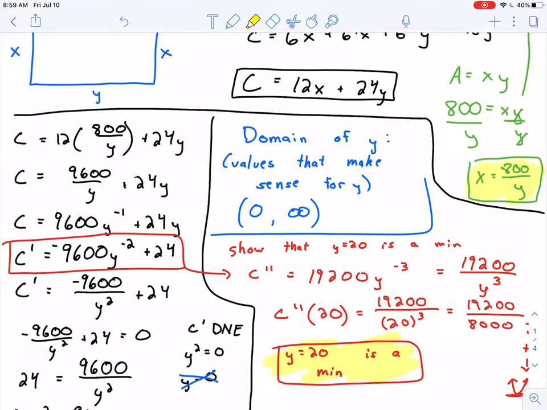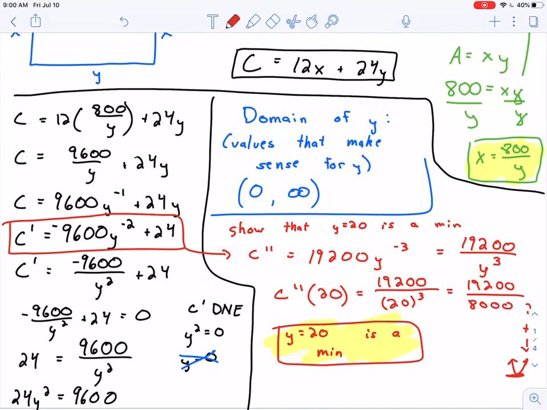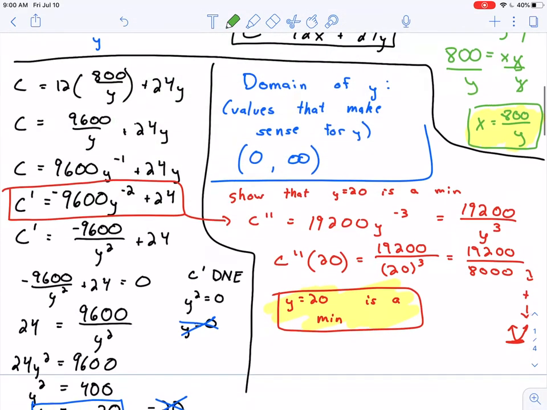Here, I have this relationship between x and y that we gave earlier. Always look back to your constraint equation once you've found the first dimension or the first important point. So I know that x equals 800 over y. That's a relationship between x and y. So I can take y equals 20 and plug that in. x equals 800 divided by y, so 800 divided by 20. That means that x should be 40.